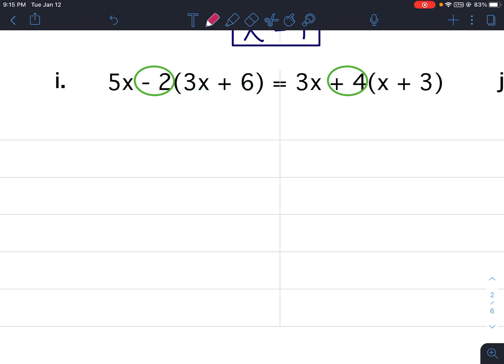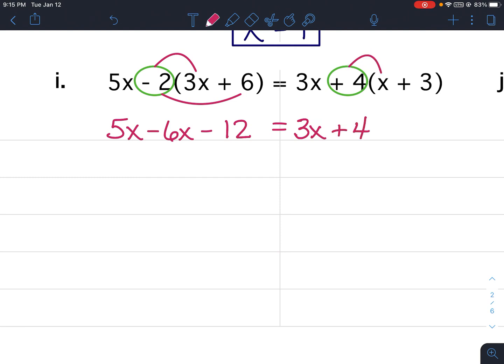So I'm going to start by just bringing down the 5x, and then negative 2 times 3 would be negative 6x. Negative 2 times 6 would be negative 12. Keep your equal signs lined up. Bring the 3x down. Then I need to take 4 times x to get positive 4x. And 4 times 3 to get positive 12.